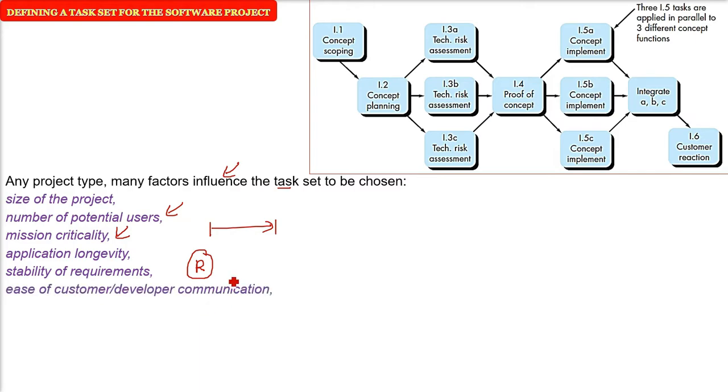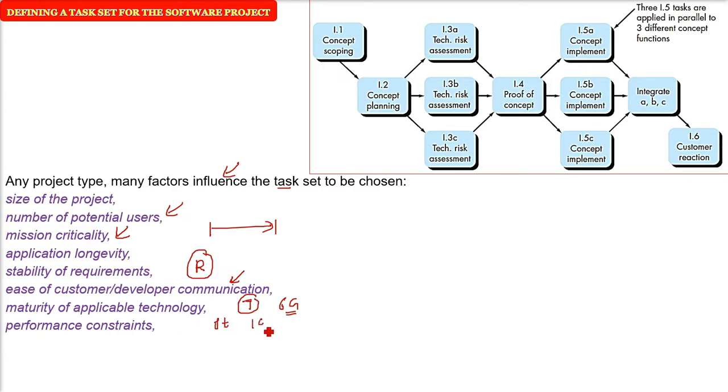Then the ease of customer or stakeholder and developer communication. That is, if you can communicate with the party, then you can easily make the software because you are quite sure about the requirements. Then the maturity of applicable technology. Whichever technology you are going to use or develop, is it mature or not? And then the performance constraints. For example, for maturity I was talking about 6G. It has not come, so you cannot do anything for that until it is matured.